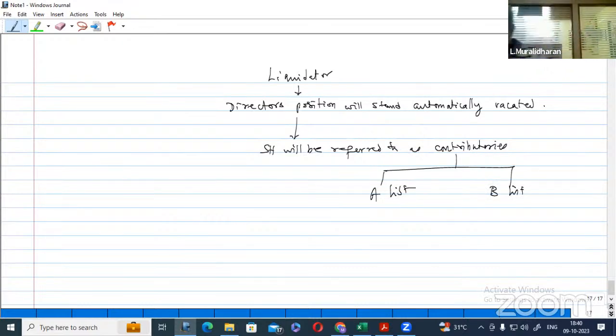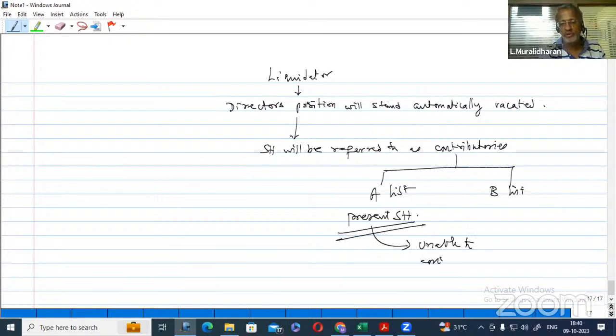What is that? A list of contributories and B list of contributories. Who are considered to be A list of contributories? The present shareholders. One and only when the present shareholders are unable to contribute towards the arrears towards capital, then it will come to B list.